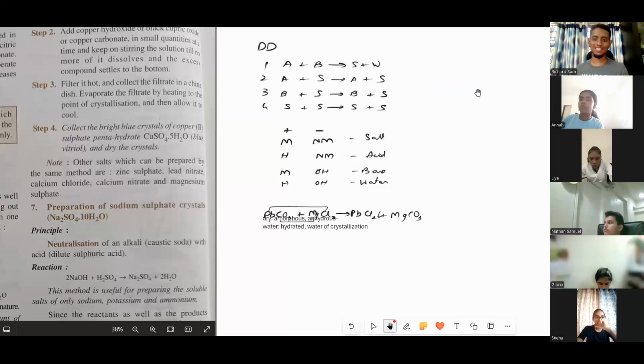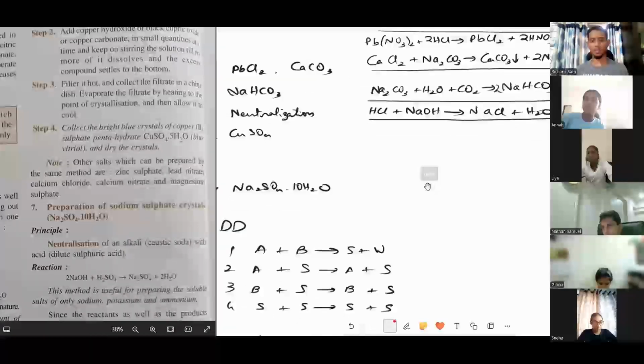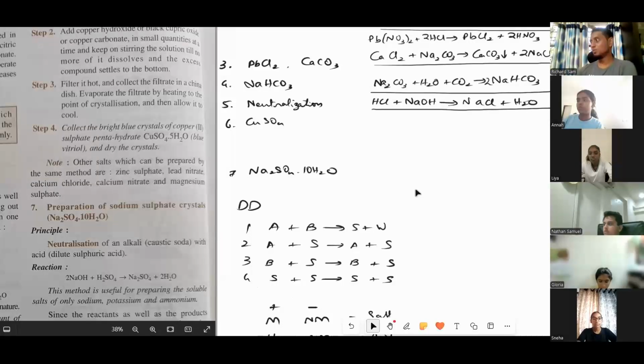Make it in your book. What's next salt? Number 6. Copper sulfate. Copper sulfate is called blue vitriol. So we have so many vitriols. White vitriol was zinc sulfate. Green vitriol is iron sulfate, ferrous or ferric. And now your blue vitriol is copper sulfate.